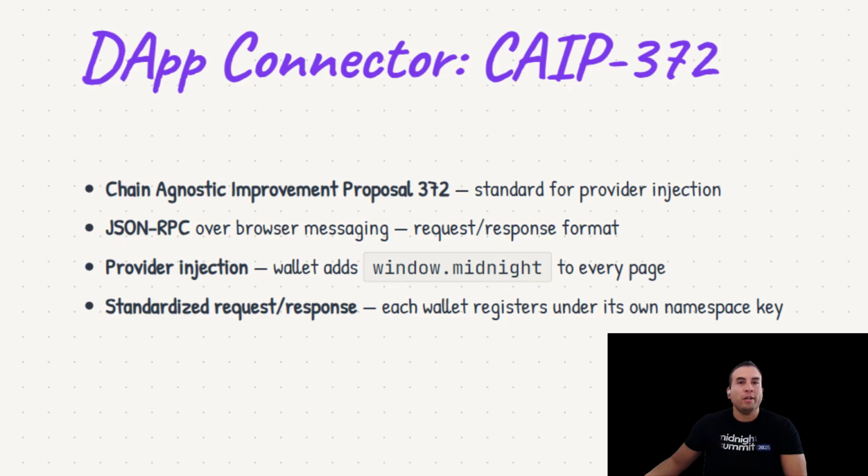When a wallet extension loads, it adds a provider to window.midnight. Each wallet registers under its own namespace key. Lace uses mnLace, 1am uses its own key. The standard ensures that any CAIP 372 compliant wallet works with any CAIP 372 compliant DApp. Write once, connect to everything.